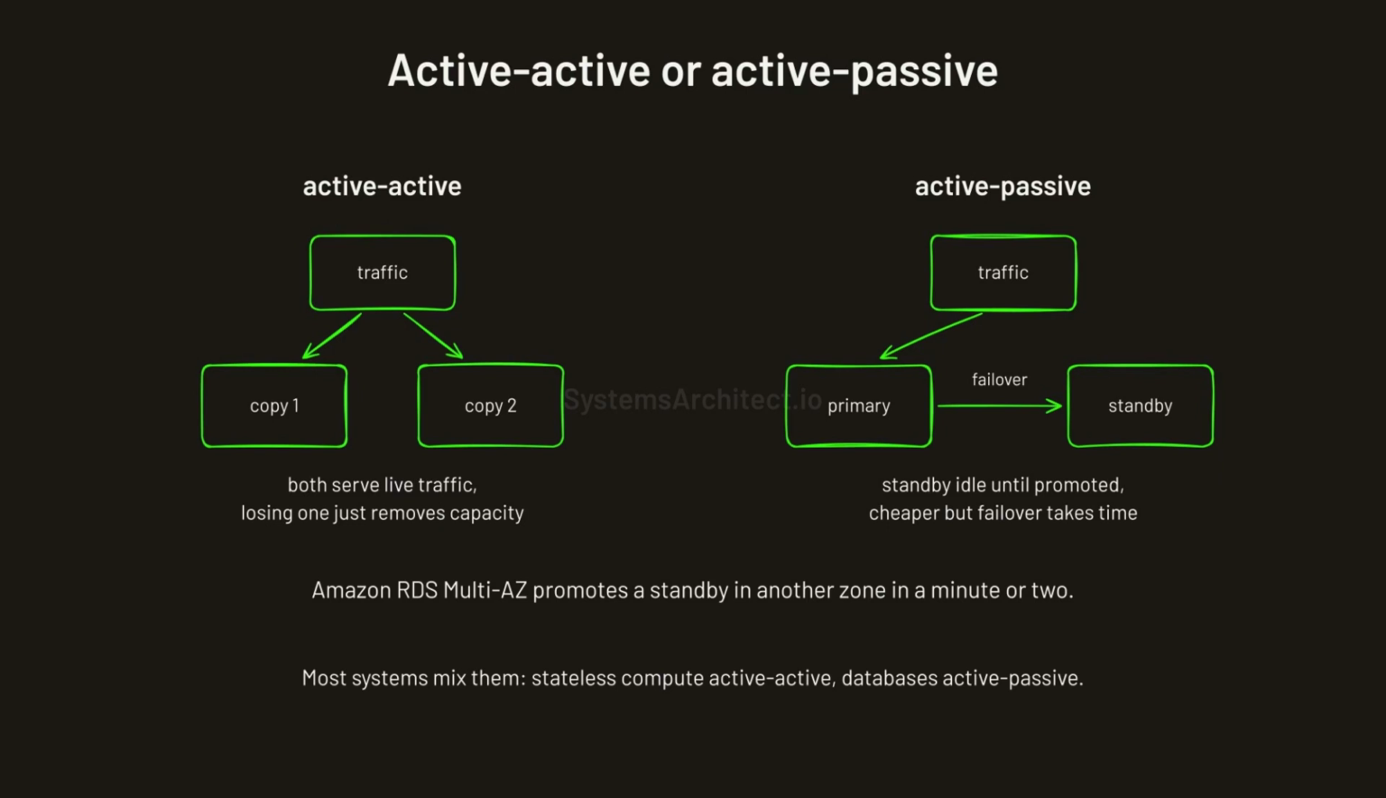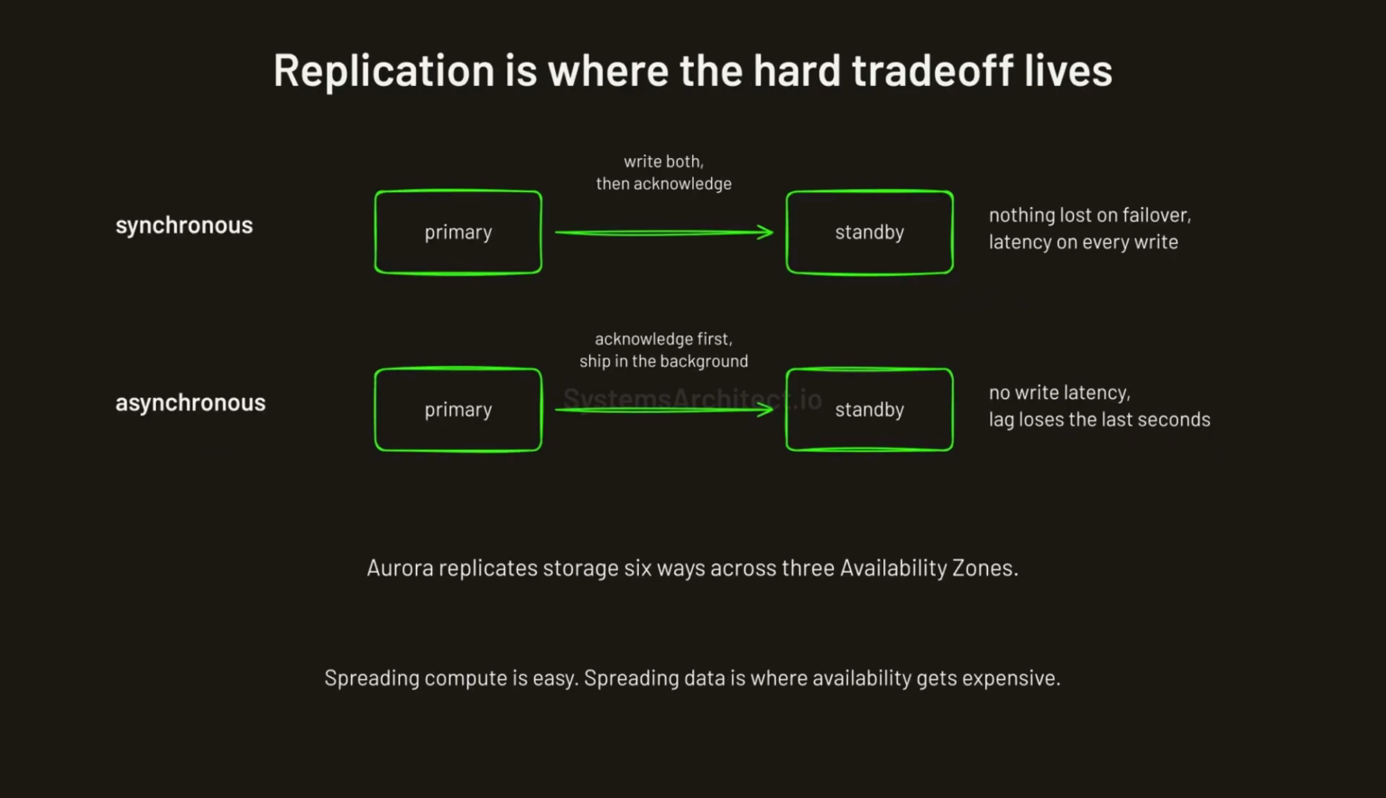Amazon RDS Multi-AZ is the classic active-passive pattern. It promotes a standby in another zone in a minute or two. Most real systems mix the two, running stateless compute active-active and databases active-passive. Spreading compute is easy, and spreading data is where availability gets expensive.